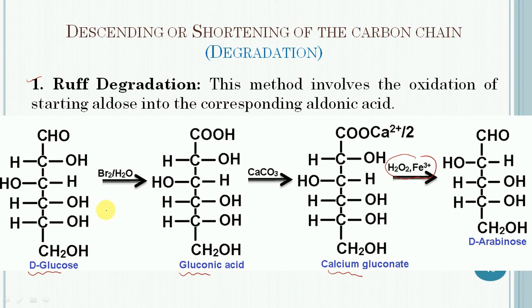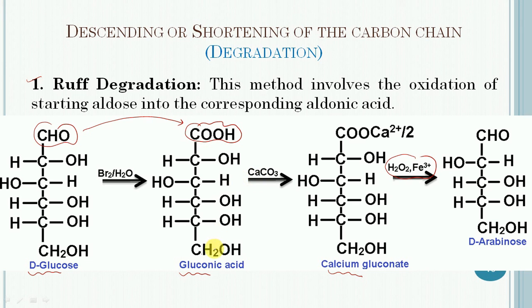So let us consider the method of conversion of D-glucose to D-arabinose. In this case, D-glucose undergoes oxidation with bromine water, and oxidation will take place at the center. Aldehyde will get converted into carboxylic acid part.